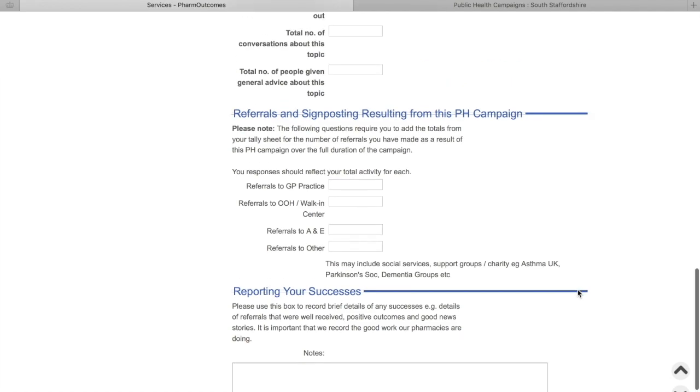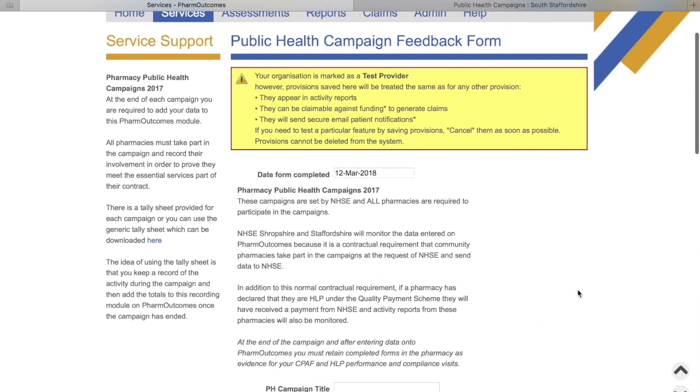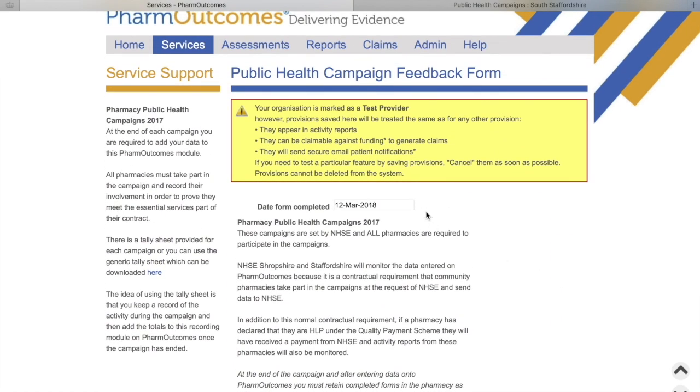We're coming towards the end of this year. If you haven't put any of this data on yet, you can add all of the forms for the whole year, because even if you haven't put it on PharmOutcomes, you might have a pile of data sheets that you can transfer the information. If you're wondering what to do in 2018-19, you will be getting some more information from NHS England about next year's campaigns and how they'll shape up.